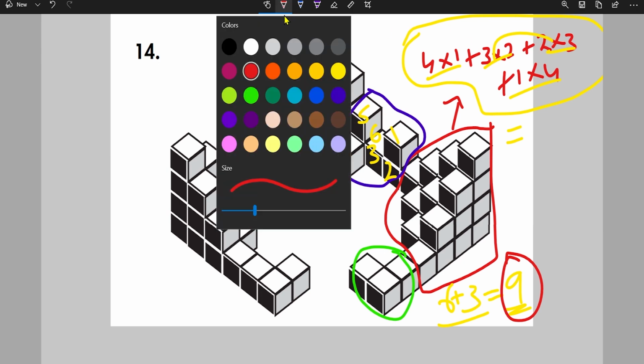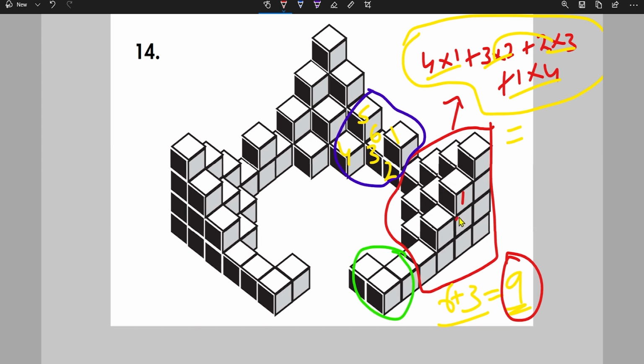Because see here I have 3. 1, 2, 3. And this is the first one and this is the second one. So 3 into 2. Okay, got it. Thank you. I'm counting this way. You got it, right?